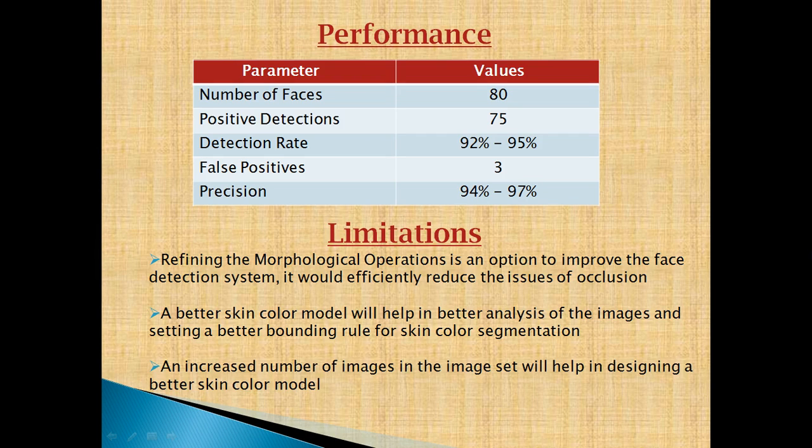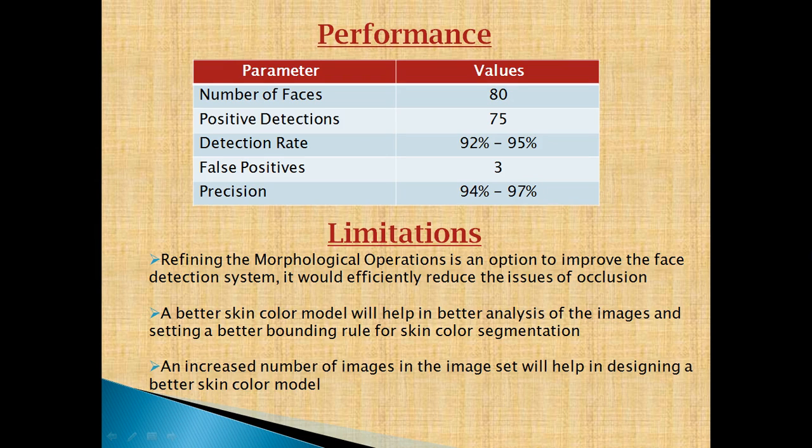Secondly, the model completely depends on the skin color model that is defined in the first stage, which was the RGB, HSV, and YCbCr model. The problem with that model is that it analyzes only a limited set of images. If we had given it many more images and many more settings, it could come up with a much more defined set of rules which could be used in the skin region segmentation phase.